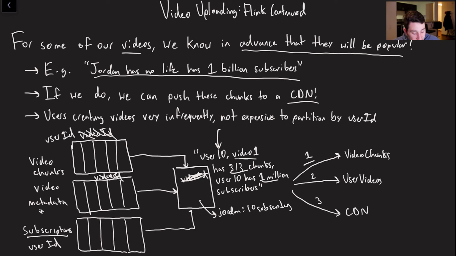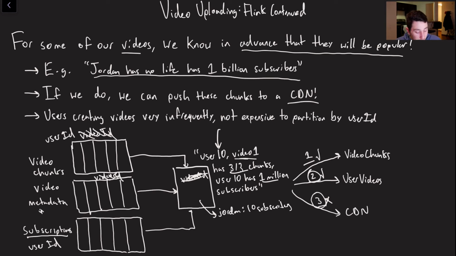So not only are we now uploading to the video chunks table, then the user videos table, but lastly, we can even upload to the CDN. Again, precisely the ordering is important here, because if these two succeed and then the CDN fails, all of a sudden you can still watch this video. It's just going to be a little bit slower. We can always do a pull-based approach into the CDN rather than a push-based approach, but eventually it will get pushed to the CDN because of how Flink works.